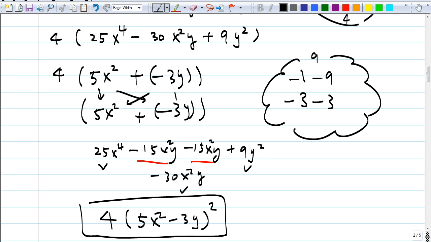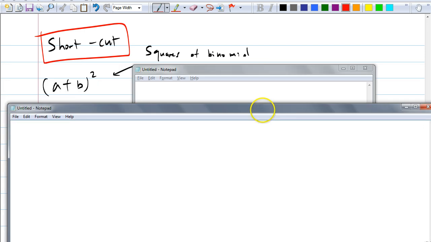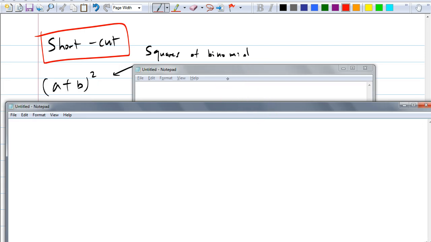Okay, so let's then move on to the next one. Let's change the gear a little bit, and I'm going to show you some shortcuts for squares of binomial. Is that okay? Because this is going to be very helpful when you do your homework tonight. They're going to give you something like this, squares of binomial, and they're going to ask you to multiply it out. And of course, we all know how to multiply this, don't we?